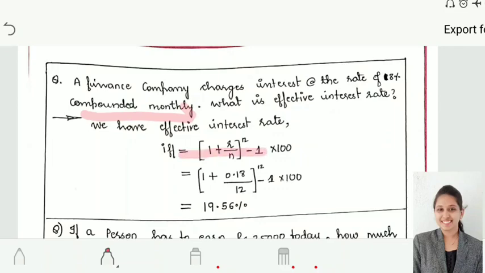So that will be 1 plus 18% compounded monthly. Compounded monthly means we have 12 months in a year, so we are considering 1 plus 0.18, that is 18 by 100, divided by 12, raised to 12 minus 1. So this is what you will be getting. So into 100, again I am specifying, it is only mentioned because it should be in the form of a percentage.